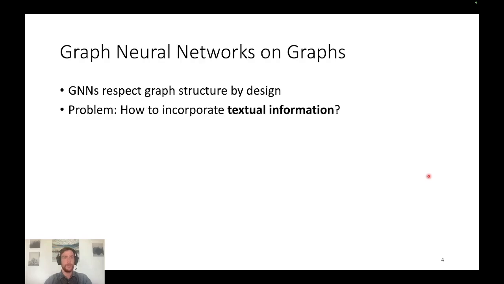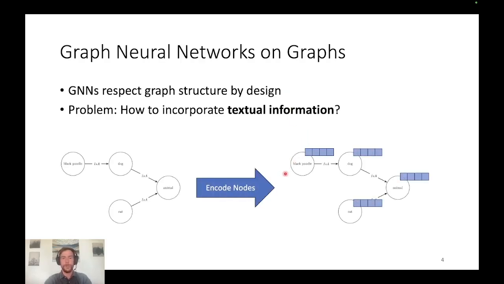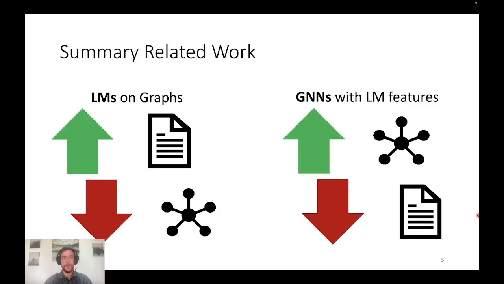That's why people also try to use graph neural networks. Graph neural networks are designed for graph structure and therefore are much better at using the graph structure. However, they are not designed to deal with textual information. A typical approach to solve this problem is to first use a language model to encode every node and then use a graph neural network on this graph with the neural embeddings. Both these approaches have their benefits and disadvantages. The language model on graph approach is very proficient in using the text data but lags behind in graph data, and vice versa for the graph neural network. Here the graph data is used well but the text lags behind.